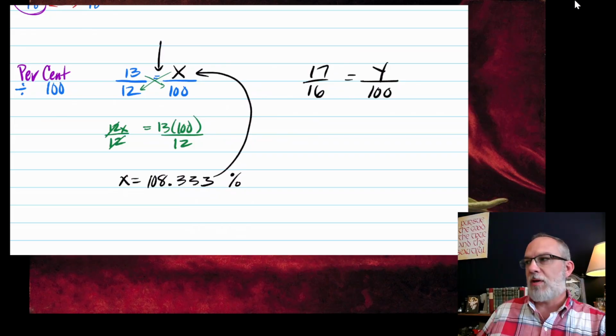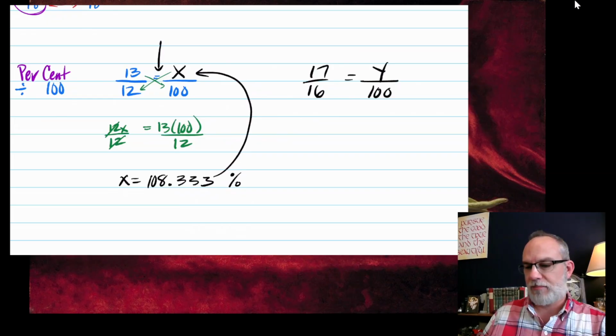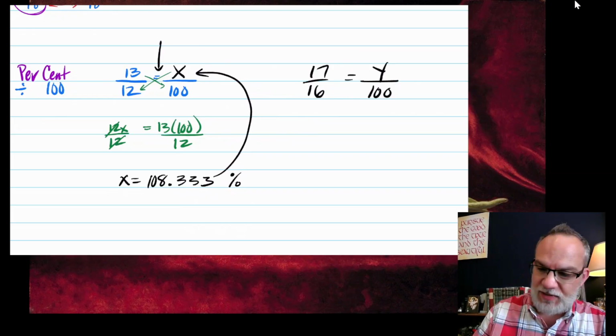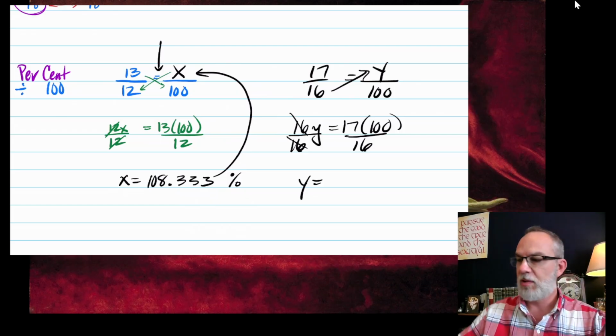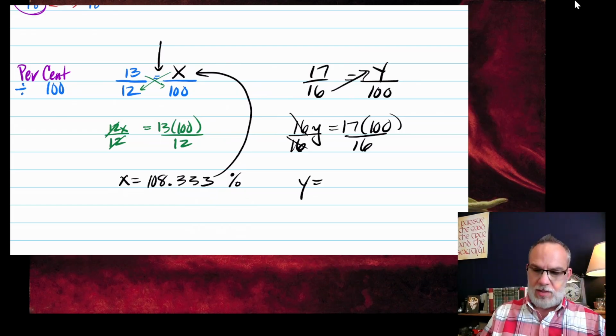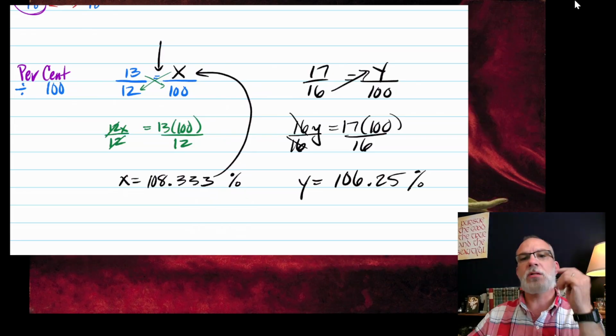So stop the video and try it yourself. Come on, do it. Press pause. I'll check back in a second. Okay, it's been a second. So if I set this up, it's going to be 16 times y is equal to 17 times 100. And then I divide both sides by 16. This cancels, and I get y is equal to, now I do the math, 17 times 100 divided by 16. And of course, you knew the answer. This is 106.25%. And of course, the x is larger.